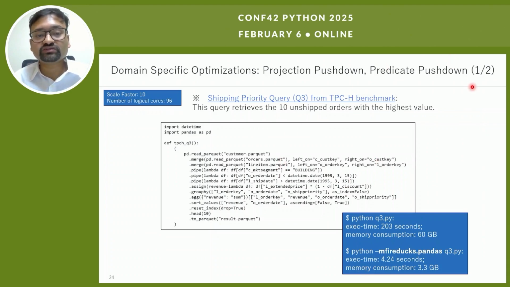Now let's talk about some domain specific optimizations that we discussed so far, like projection pushdown and predicate pushdown. For that, I have taken one sample query from the TPC-H benchmark. The query Q3 will retrieve the 10 unshipped orders with the highest value. Ideally, it was written in SQL. First, let's convert it to Pandas and see what it does.